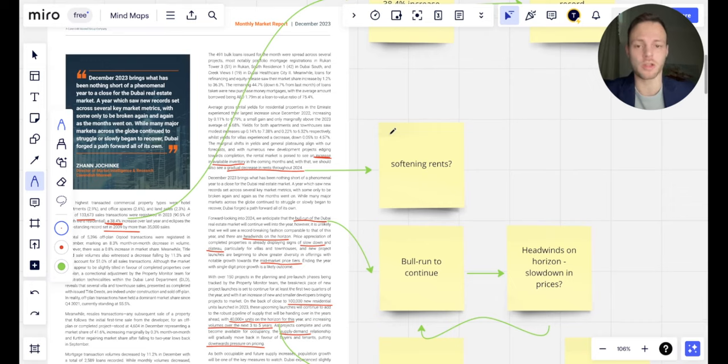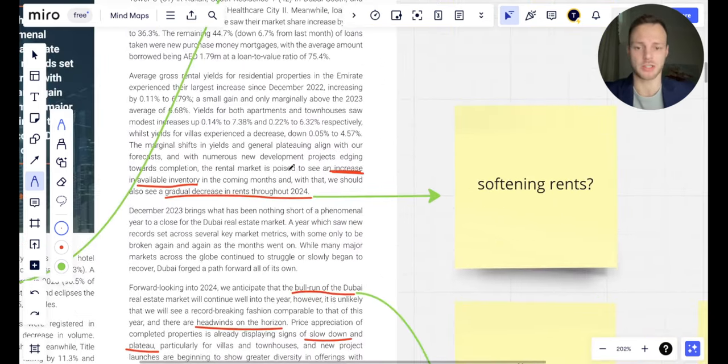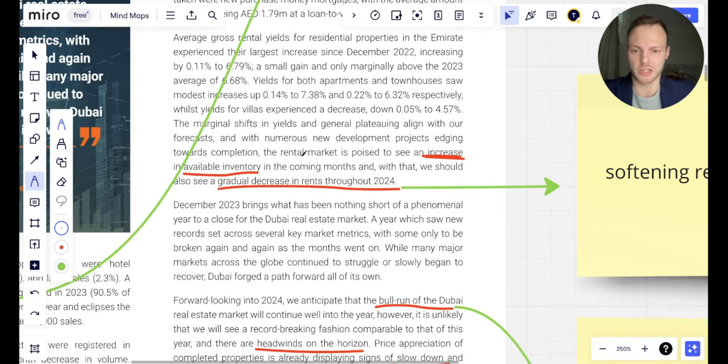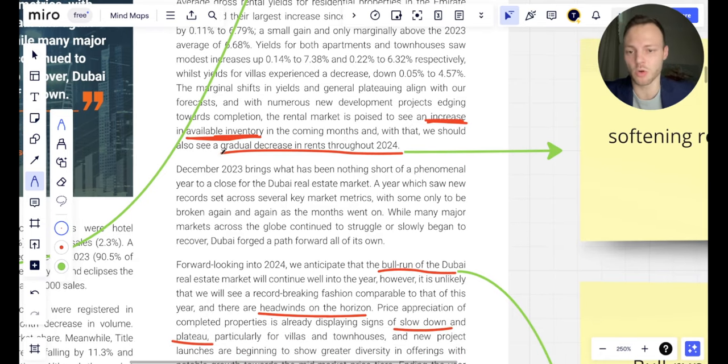It's not all sunshine and rainbows for the Dubai market, which this report actually highlights. With numerous new development projects edging towards completion, the rental market is poised to see an increase in available inventory in the coming months. And with that, we should also see a gradual decrease in rents through 2024.